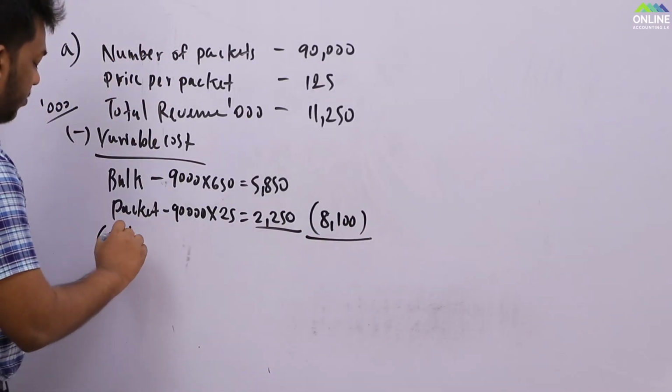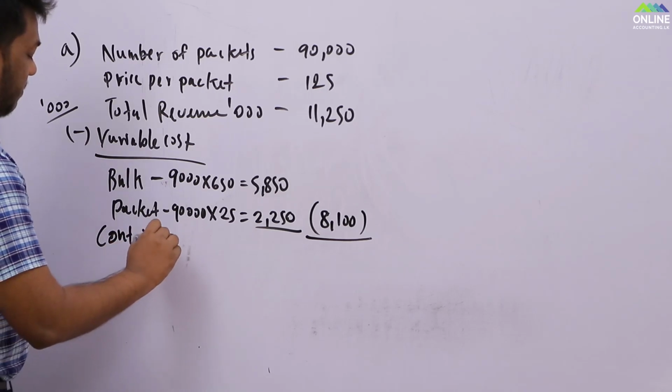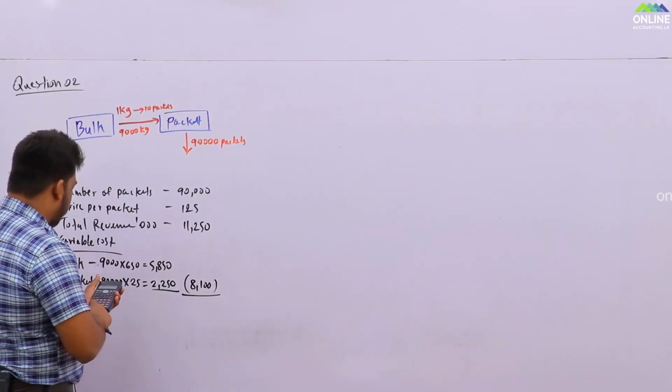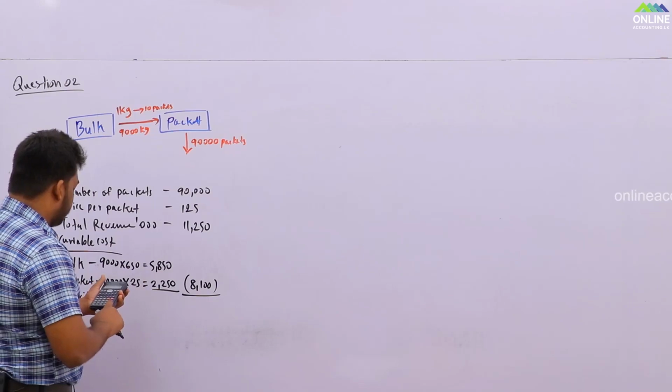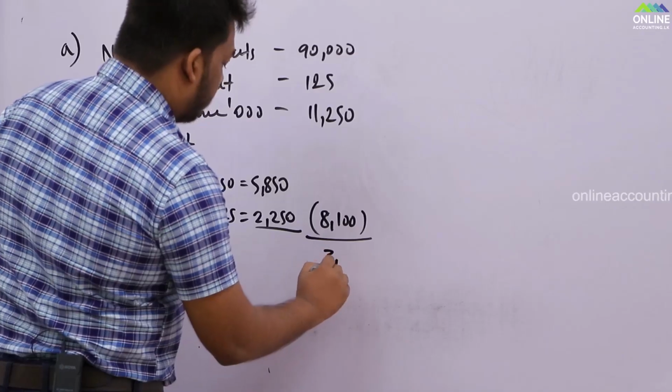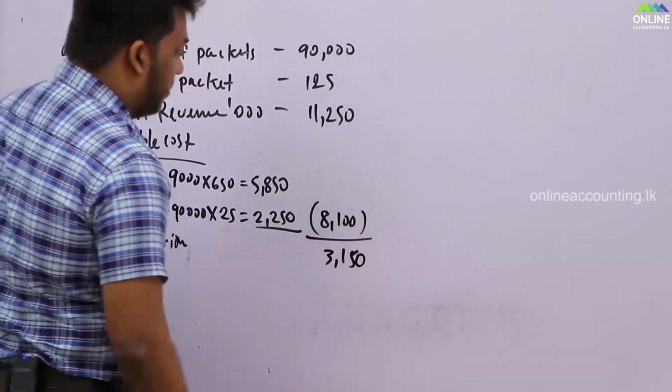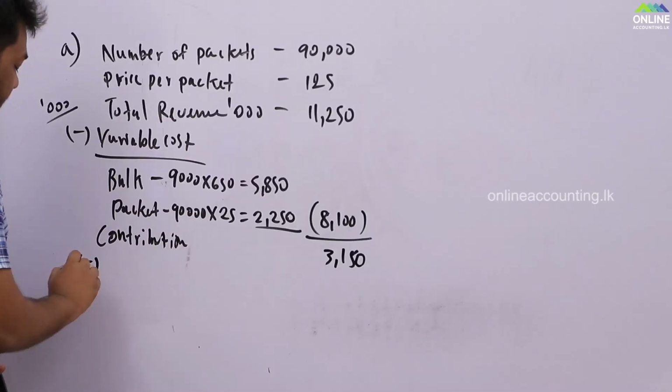Then this is the contribution. We can get the contribution. Contribution is 11,250 minus this 8,100, which is 3,150. Then you have the fixed cost.